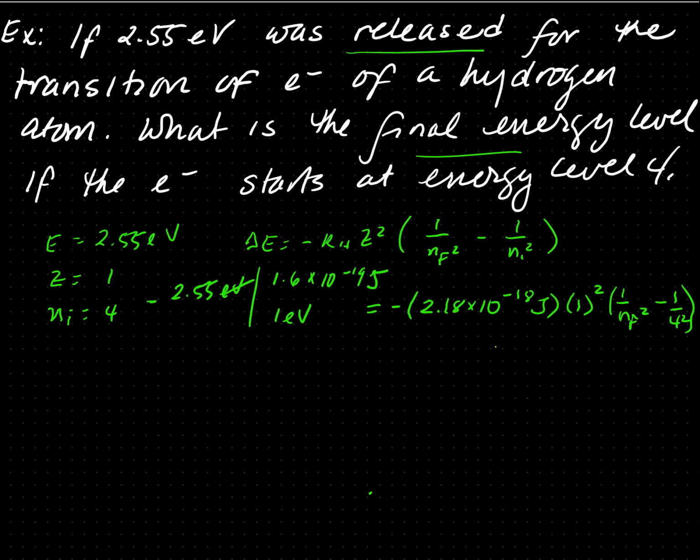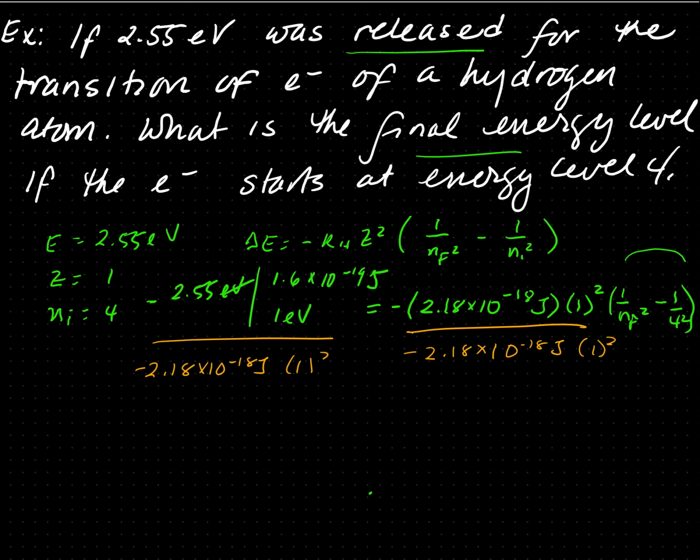We know we're going to look for something within this parentheses. Since this parentheses is multiplied by R_H and Z, I need to divide them out to the opposite side to isolate that parentheses. So I'm going to divide both sides by negative 2.18 times 10 to the negative 18 joules and 1 squared. Same thing here, 2.18 times 10 to the negative 18 joules, 1 squared. So if I simplify the left side, you should get approximately 0.187155. And on the right side, this cancels out and it becomes positive.